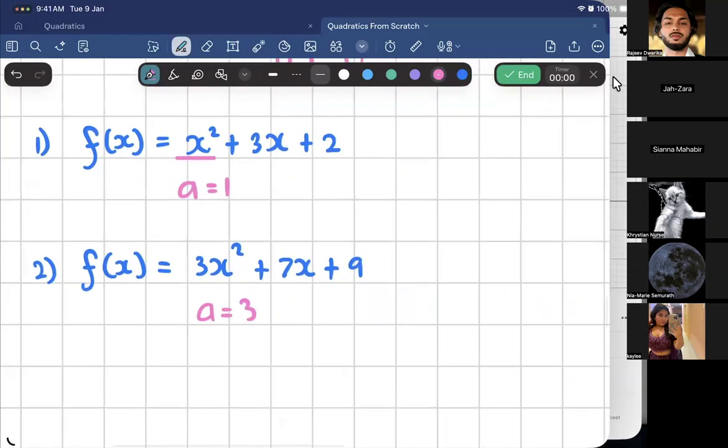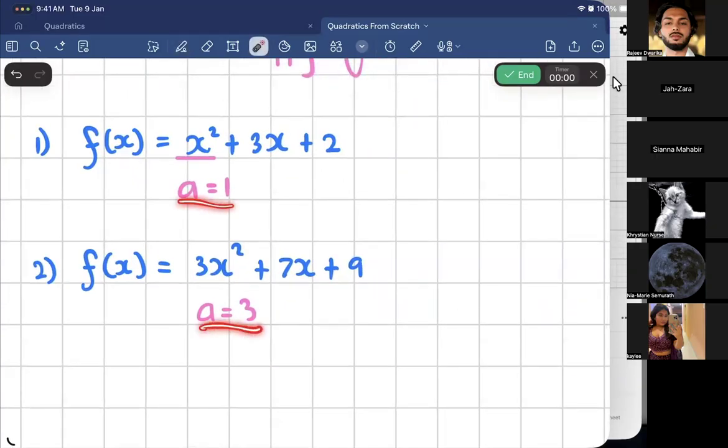I have a question, guys. If A is positive, let me ask you a question. If you are positive, are you smiling or frowning? Smiling, right? Sienna, you're smiling, right? Oh, yes, sir. I understand.